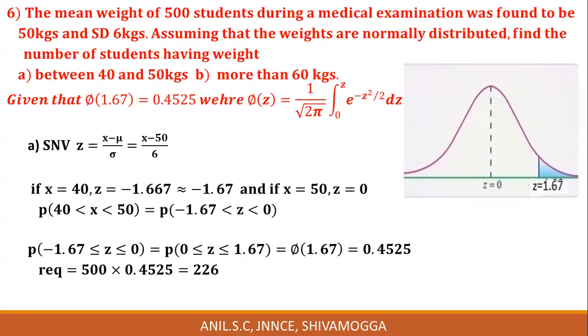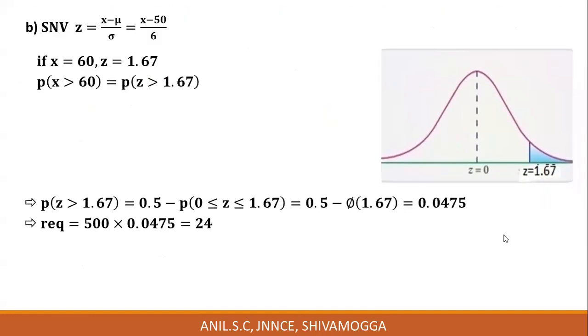Next case, more than 60 kgs. More than 60 kgs means P where x is greater than 60. This is to be determined. And Z remains unchanged. Z is equal to x minus mu, that is 50, divided by sigma, which is 6. If x is equal to 60, what will be the corresponding value of Z? Z is equal to 60 minus 50, that is 10. 10 by 6 is 1.67.